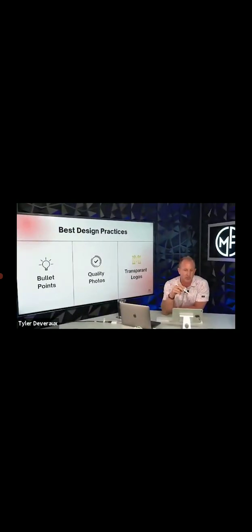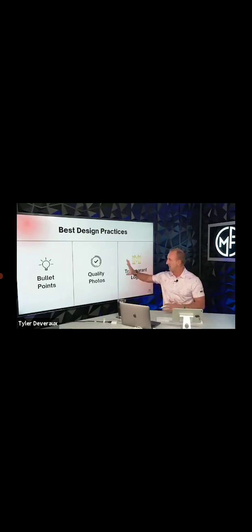Also, best design practices. Bullet points. When I show you a property packet and we walk through it, you're going to see it's not a whole bunch of text. So many operators just drown their property packets with text. The chances of them reading through all that text are very minimal. We need to use bullet points.